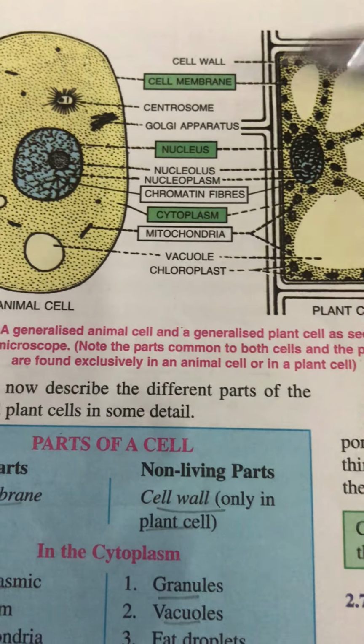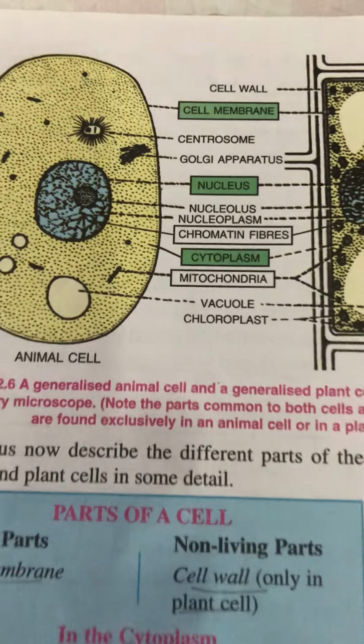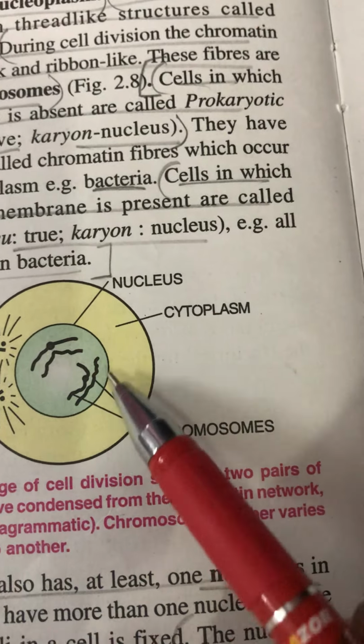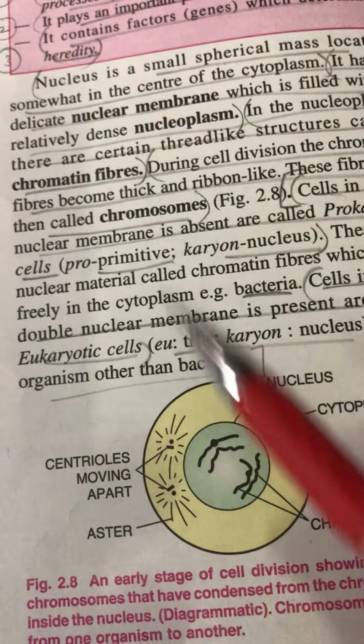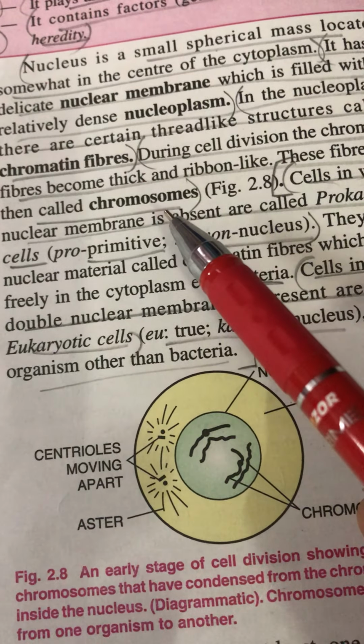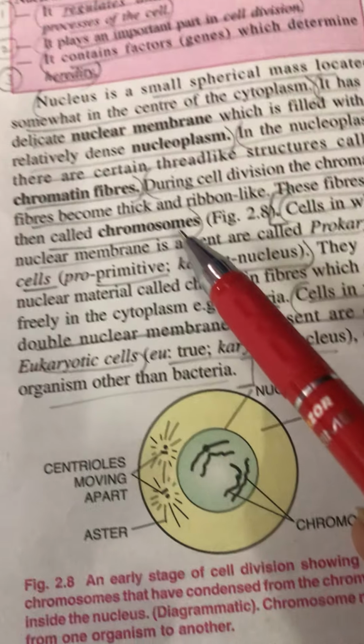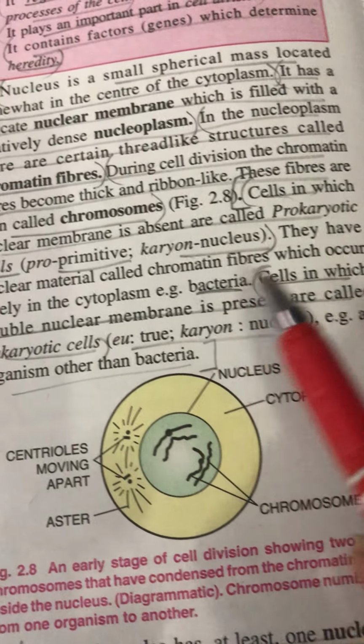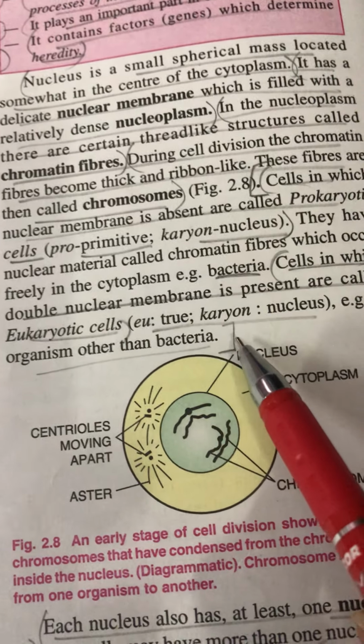But at the time of cell division, these chromatin fibers start becoming thicker and thicker and form these thread-like structures which are called chromosomes. So chromosomes are the only parts of the cell which are visible at the time of cell division. They are thread-like structures. So a non-dividing cell has chromatin fibers whereas a dividing cell has chromosomes. These chromosomes bear genes and they help to carry the characteristics from parents to the offspring.